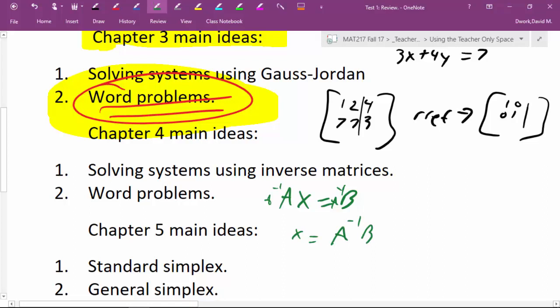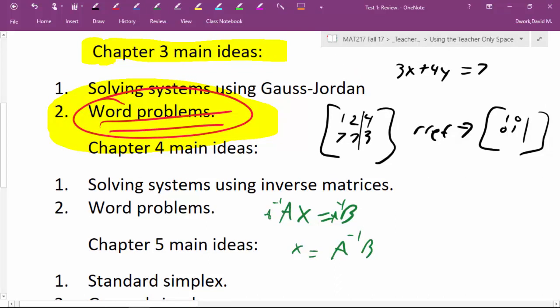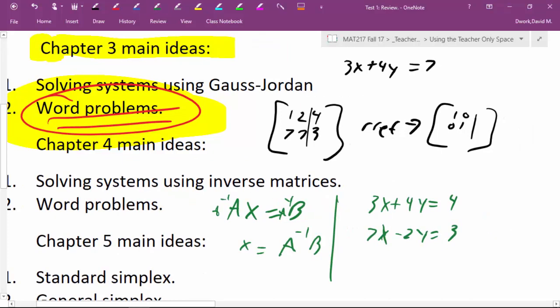Now, the main difference between chapter 3 problems and chapter 4 problems is when would you use this technique? When do we need this technique, right? I hope you kind of figured out at this point that if I gave you this problem, for example, 3x plus 4y equals 4 and 7x minus 2y equals 3, there is no reason you would have to use AX equals B to solve this problem, right? Might as well just use reduced echelon form. It's quicker in the calculator, it's easier to do.